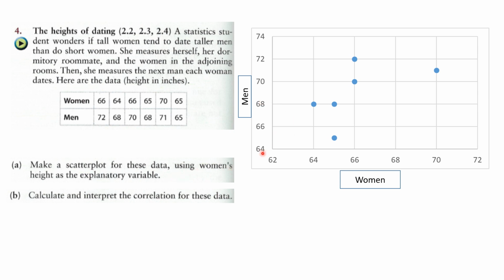So we've got this scatter plot. Like this dot right here, that represents this couple where the woman has a height of 70 and the man has a height of 71. Now using this data, we're next asked to calculate and interpret the correlation for these data.